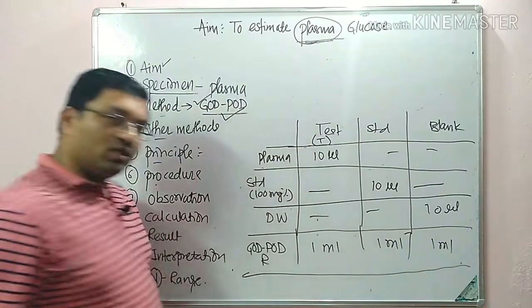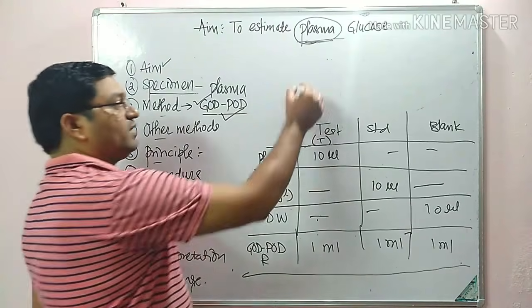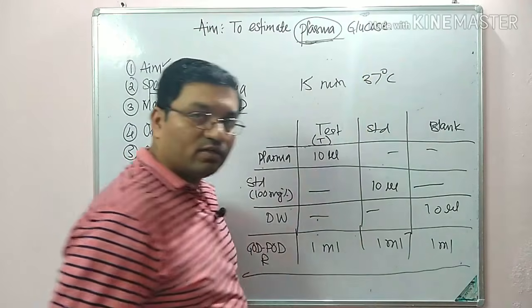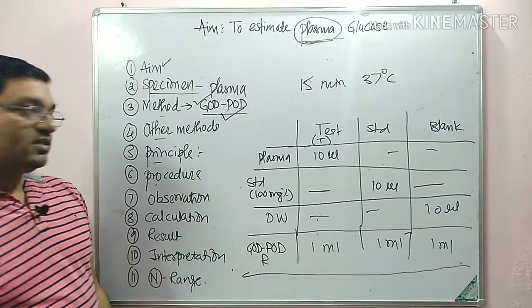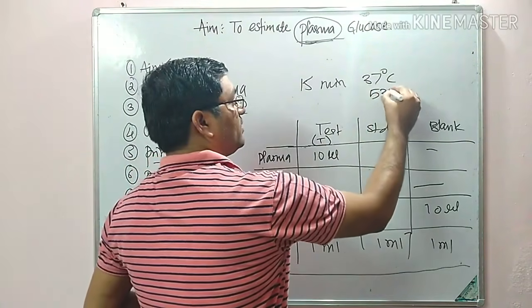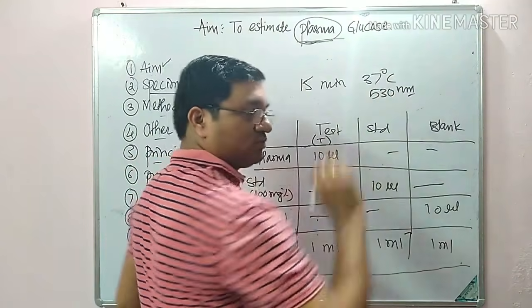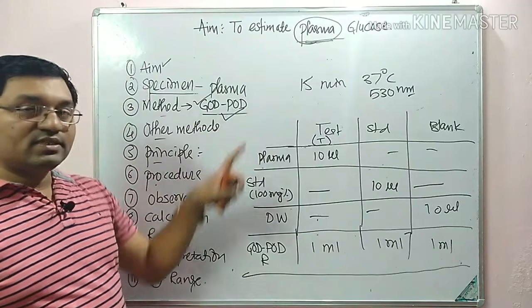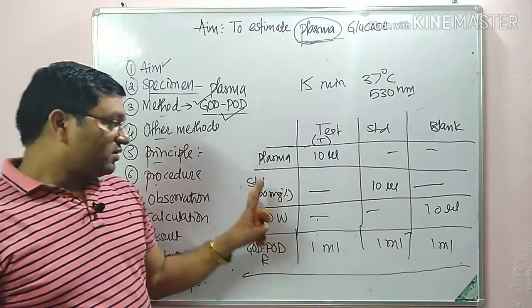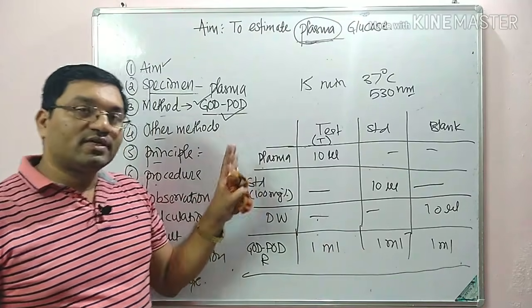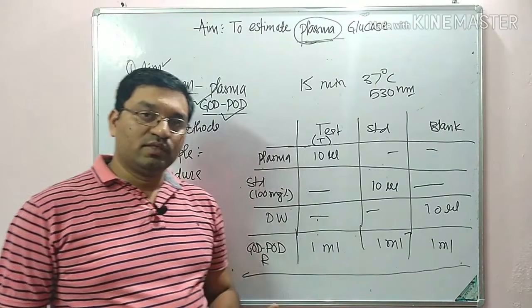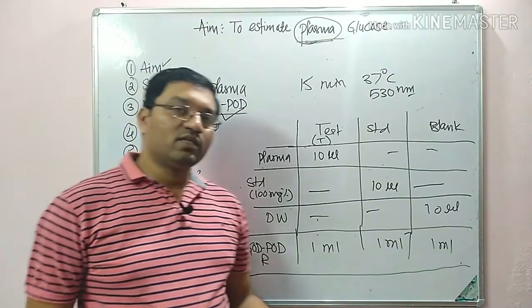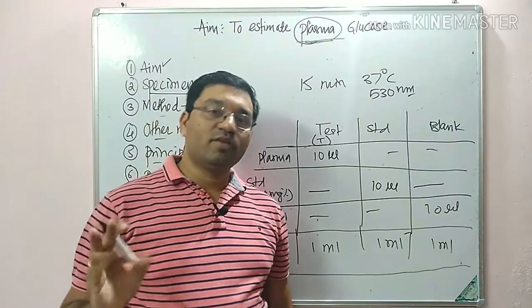This is the procedure. Incubate the tubes for 15 minutes at 37 degrees centigrade in the incubator, and take optical density at 530 nanometer in a colorimeter. This is an endpoint method, meaning optical density is measured after formation or stabilization of color. After that, if you take an OD after 5 minutes or 10 minutes, the OD will remain the same. That is known as endpoint method.